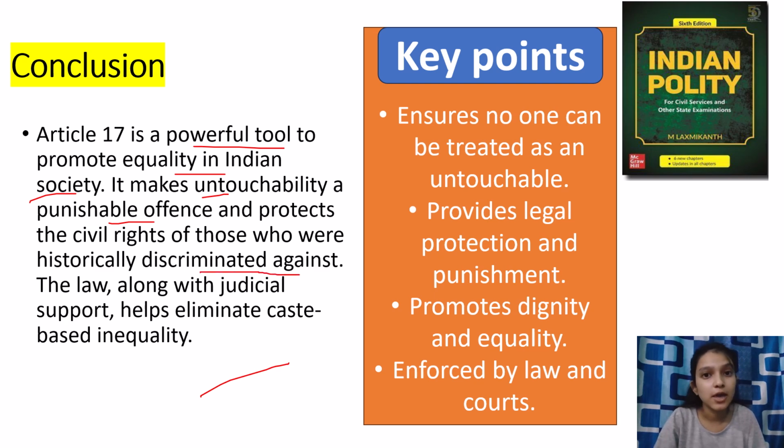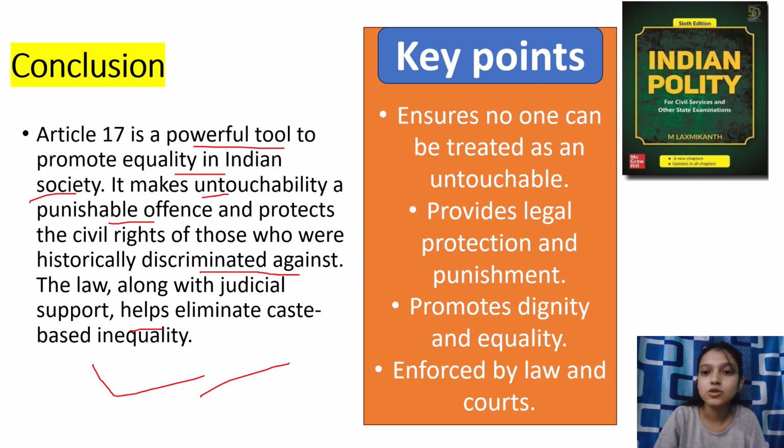So what is the very aim of Article 17? To eliminate such practices that have historically been proven to happen in society. The law, along with judicial support, helps eliminate caste-based inequality. So when there is a punishment for something, there is a possibility that people will not do that in society.